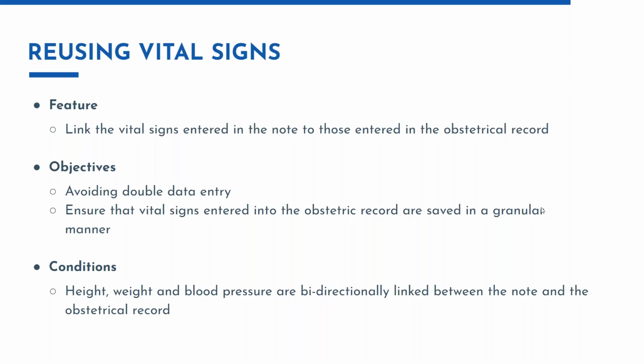So that information, when it used to be recorded on the PDF forms, it used to really only live on the form, and it wasn't available within the vital signs section of the patient chart. So you couldn't, for instance, see the trend in vital signs during the pregnancy. Now, since that information is saved in the vital signs section, we'll have access to the information granularly. And that'll apply to the height, the weight, and the blood pressure. All those values are going to be bidirectionally linked between the note and the obstetrical record.